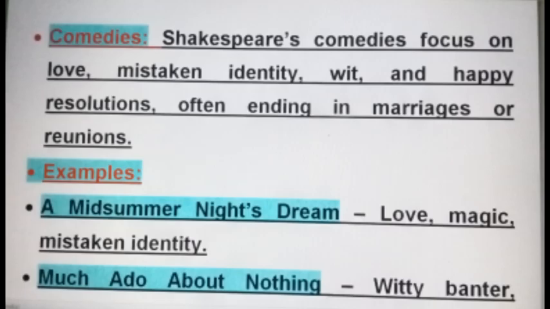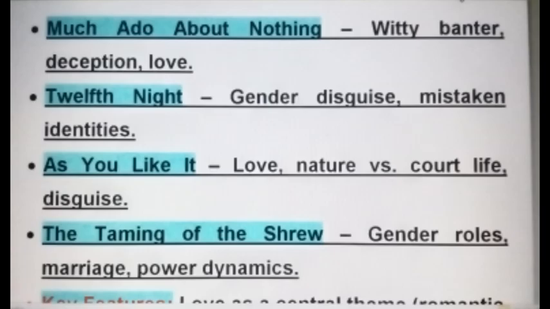Now, the thematic concerns in Shakespeare's comedies. Shakespeare's comedies focus on love, mistaken identity, wit, and happy resolutions, often ending in marriages or reunion. For example, A Midsummer Night's Dream: love, magic, mistaken identity. Much Ado About Nothing: witty banter, deception, love. Twelfth Night: gender disguise, mistaken identities. As You Like It: love, nature versus court life, disguise. The Taming of the Shrew: gender roles, marriage, power dynamics.